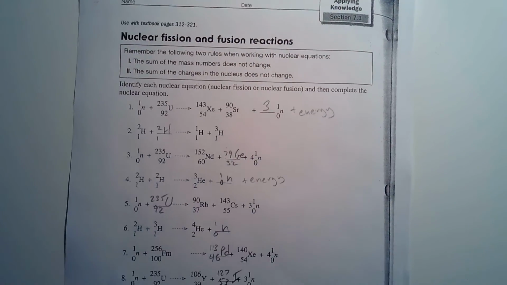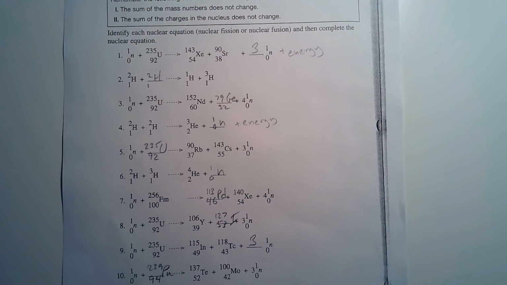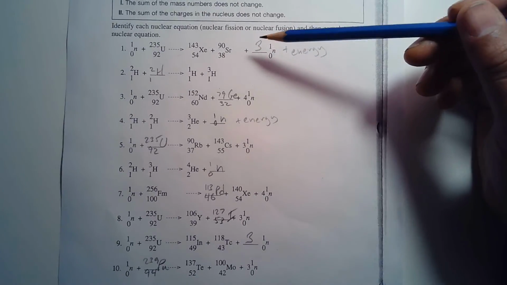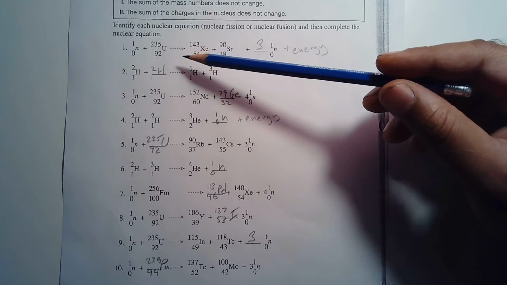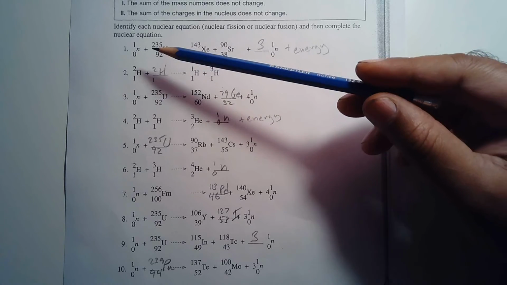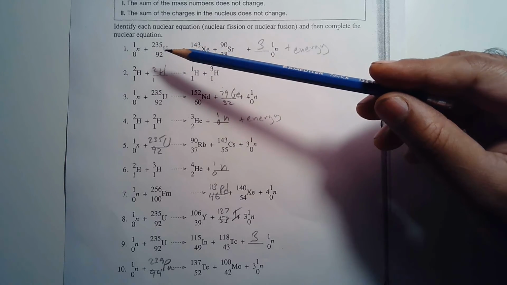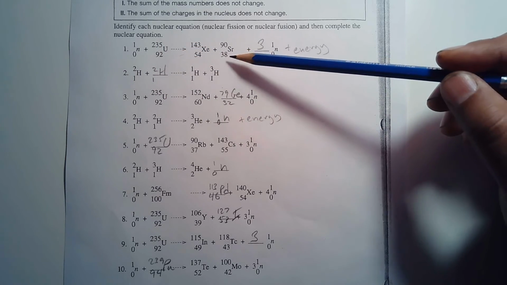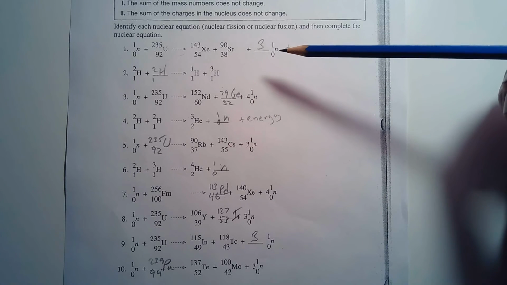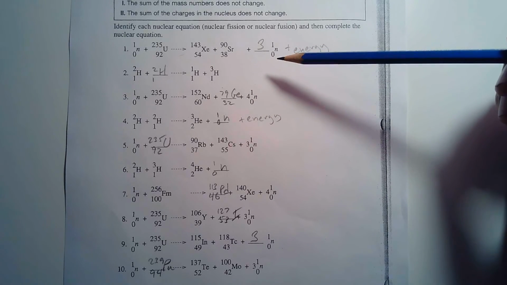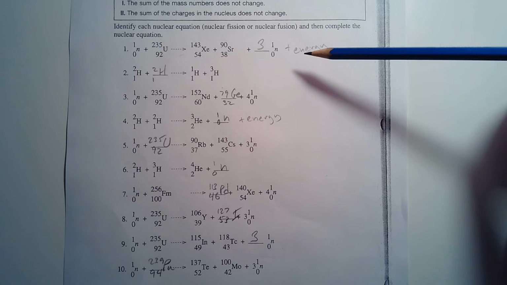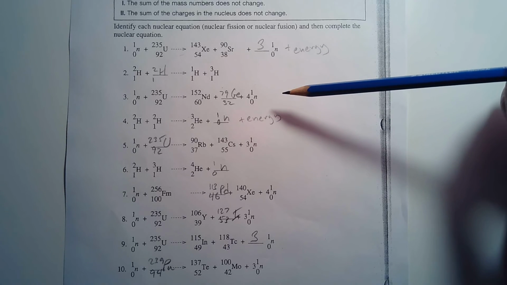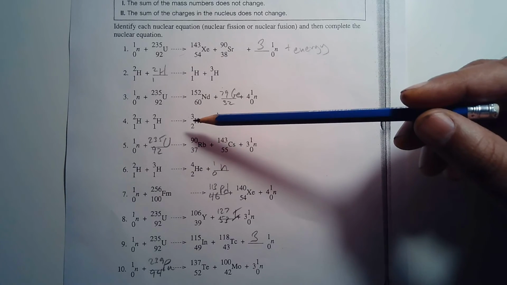Okay, and so here are the equations. Again, this would be an example of a fission reaction. There's your U-235. Your neutron hits the U-235. It breaks off into these 2 isotopes, and then here are 3 neutrons that are produced plus energy, right? And so that's your fission, and then here's an example of the fusion.